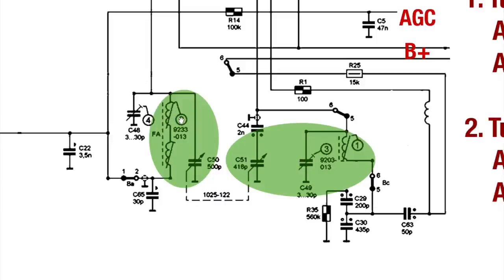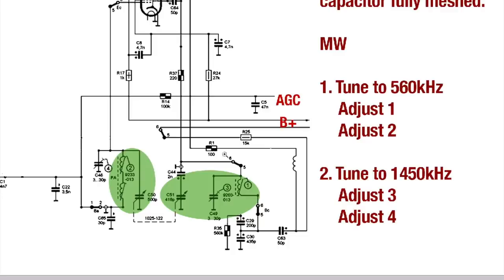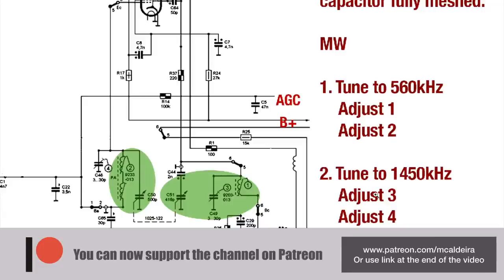And then you do the same thing. You adjust this one so that that signal comes through as loud as possible. And effectively what you've done is you've aligned the front end and the local oscillator to pick up the signal of 560 at 560 on the dial. That's what you've done for a start. The other instruction says tune to 1450 and adjust 3 and 4.